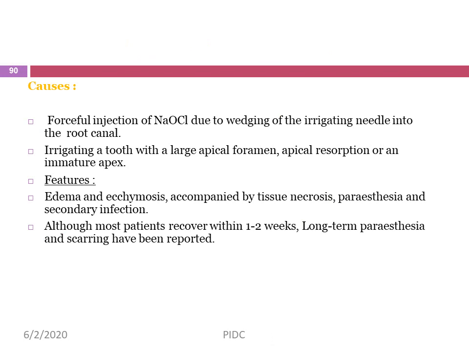Okay, so before that, you just have a look at the causes. What causes the sodium hypochlorite accident to occur? It is because of the forceful injection. What happens is, if your irrigating needle is wedged into your canal, this is one of the drawbacks of your step back technique. When you are doing your apical preparation, the coronal third is not really well prepared, because of which the irrigating needle cannot enter snugly into the root canal, because of which the crown down technique is always preferred, especially when you are doing your irrigation. So this can cause the wedging of the irrigating needle.